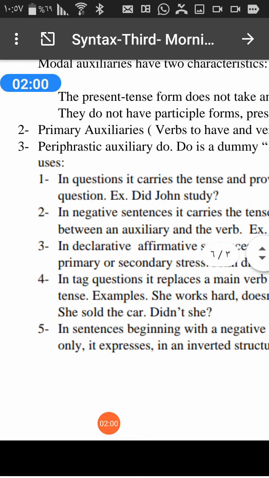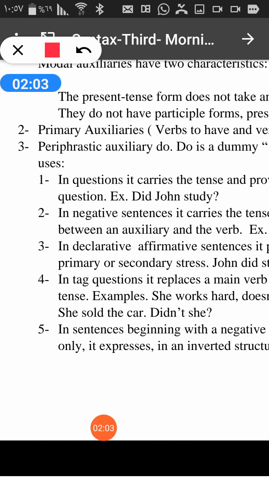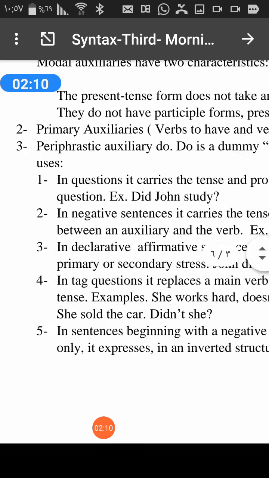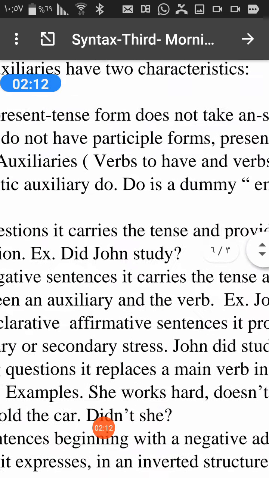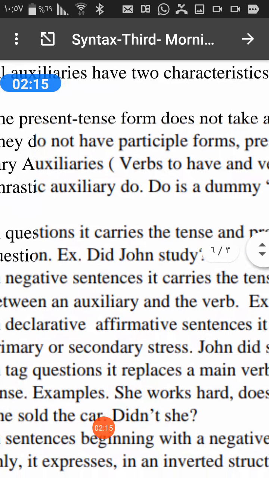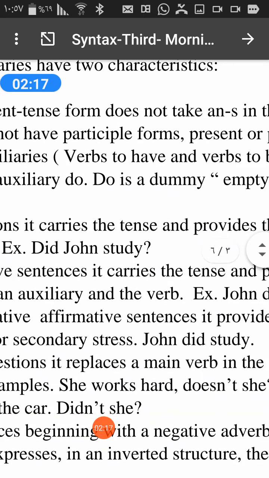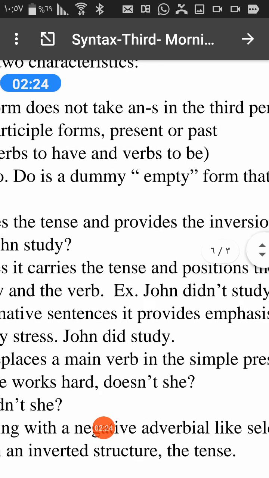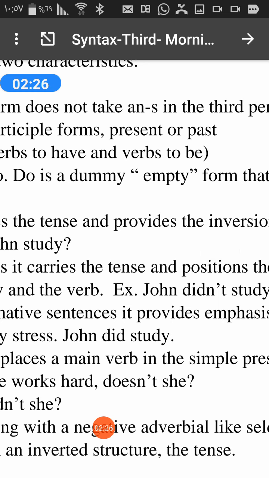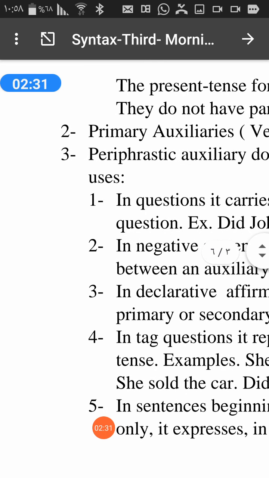Now the second type of auxiliaries, النوع الثاني من الأفعال المساعدة, we call them primary auxiliaries, which are verbs to have and verbs to be. So primary auxiliaries are of two types. الأفعال المساعدة الأساسية اللي هي أفعال have, verbs to have, has, had, and verbs to be أفعال الكينونة am, is, are, was, and were.